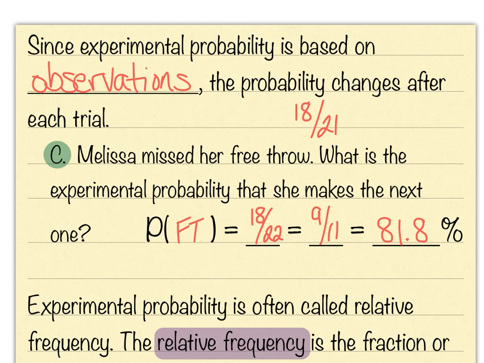Now, if she makes the next one, it's going to then raise it. If she makes the next one, now she'd have 19 out of 23 free throws. And so this just continues to go on and on and on.